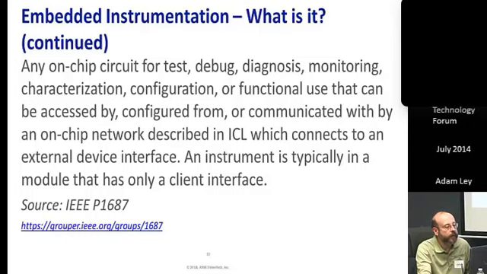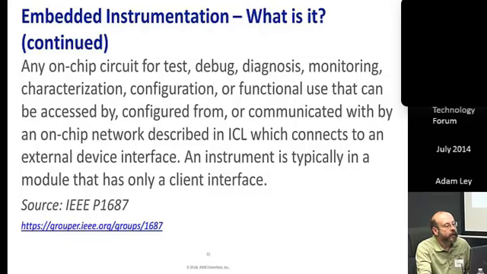Essentially, 1687 defines those as any instruments that can be accessed or configured from, or communicated with by, an on-chip network described in ICL, which is the 1687 instrument connectivity language, and which in turn connects to an external device interface, the most common of which is the JTAG test access port. We'll talk more about that momentarily. They go on to amend that to say that an instrument in the 1687 context is typically a module that has only a client interface. In other words, it's a slave within the instrumentation network.